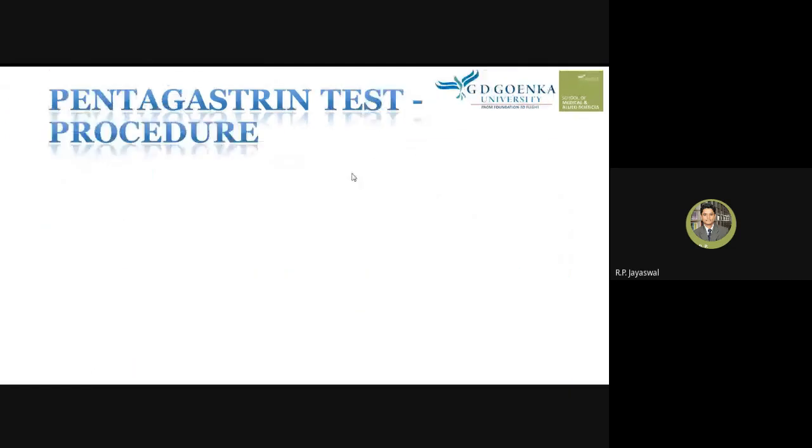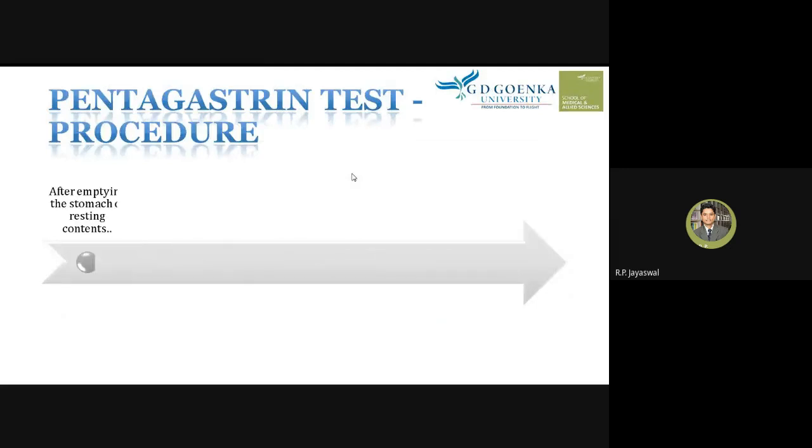What is the procedure for the pentagastrin test? First of all, the patient should reach the lab in a fasting condition. After that, you need to empty the stomach of resting contents, taking out all the gastric contents through the Ryle's tube.